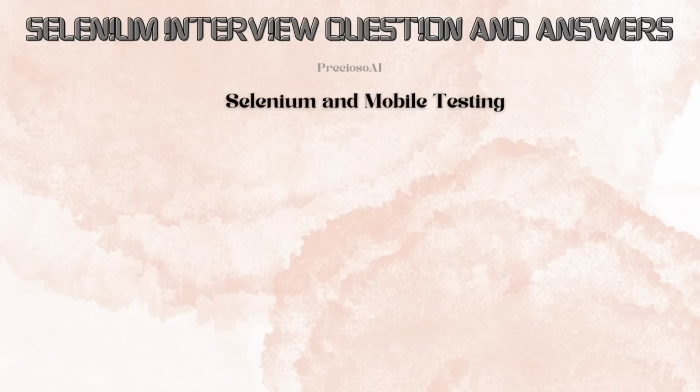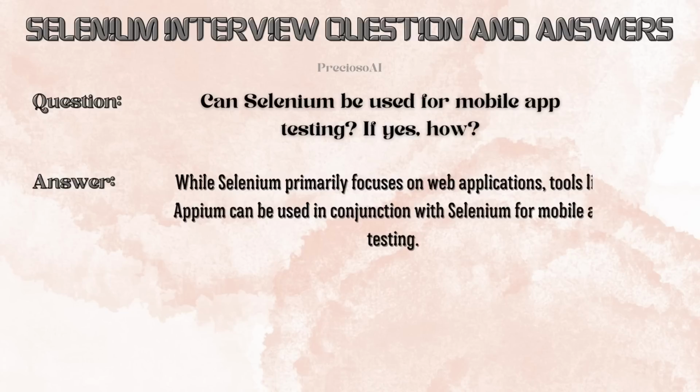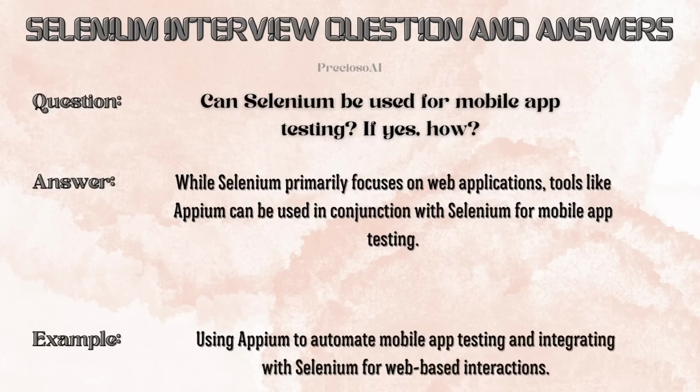Let's see the interview questions on Selenium and mobile testing. Next question, can Selenium be used for mobile app testing? If yes, how? And the answer is while Selenium primarily focuses on web applications, tools like Appium can be used in conjunction with Selenium for mobile app testing. For example, using Appium to automate mobile app testing and integrating with Selenium for web-based interactions.